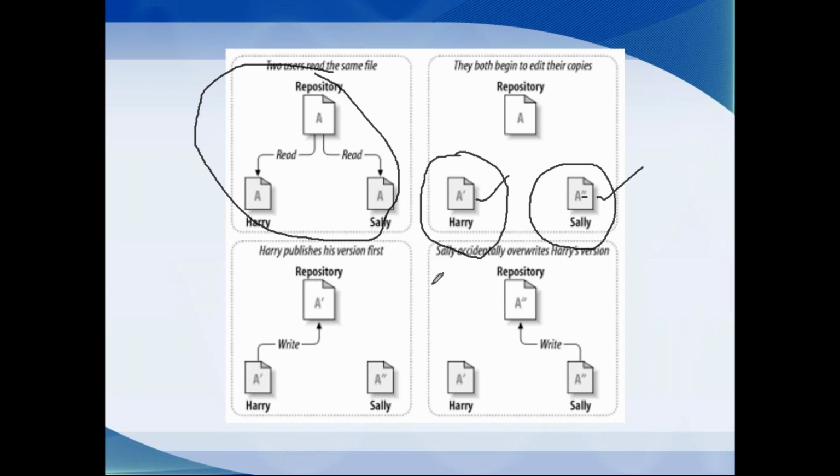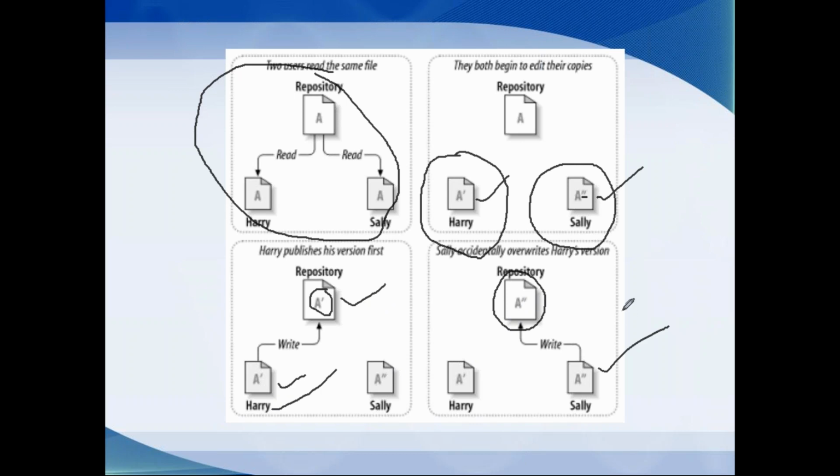Both are different. Then Harry writes his changes to the repository. Now in the repository the file changed to a single quote, right? Then Sally also writes her changes to this repository. What will happen normally in normal cases? All the changes will be overwritten. All the changes made by Harry will be overwritten here. That is what happens, right?